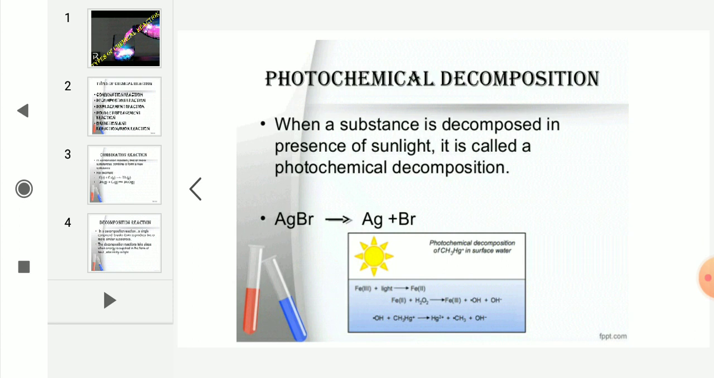Here the products are silver and bromine. Silver bromide is the compound. It is decomposed to silver plus bromine. It is a photochemical reaction.